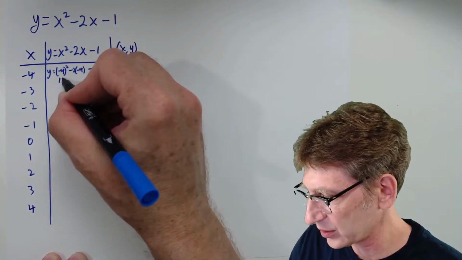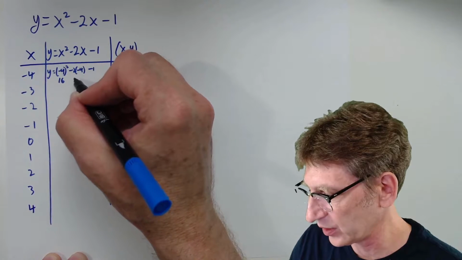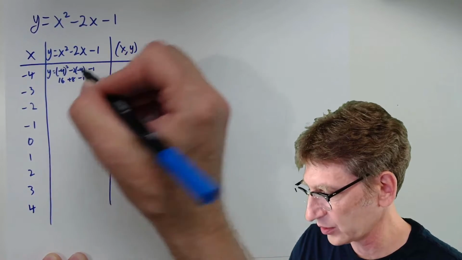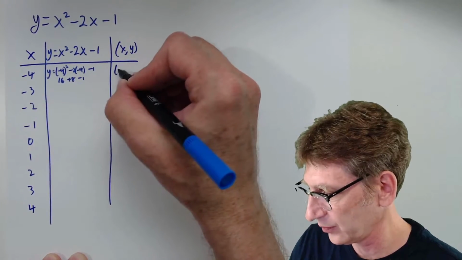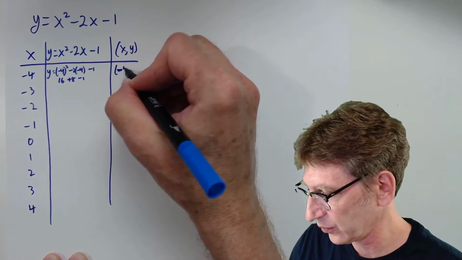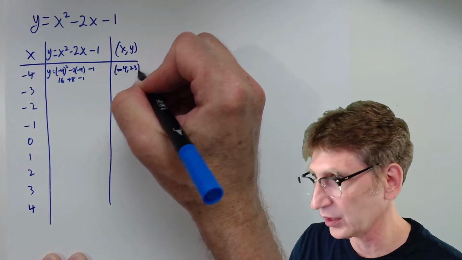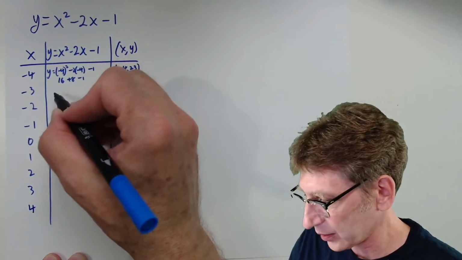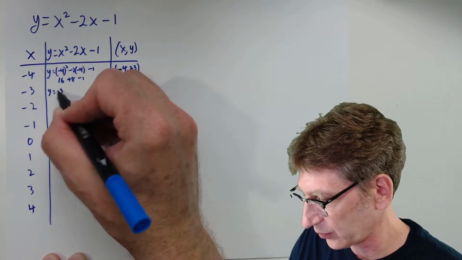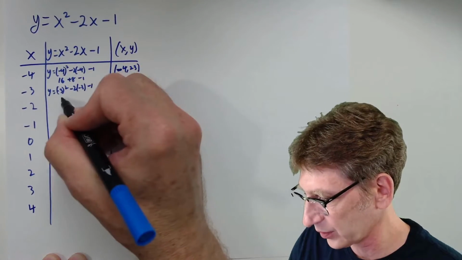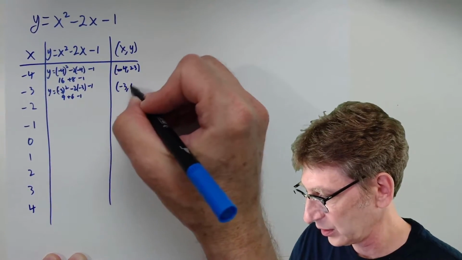-4 squared, that's 16. -2 times -4 is +8. -1, 24, 23. -4, 23. Wow. All right, let's do -3. -3 squared. -2 times -3 minus 1. That's 9 plus 6 minus 1. That's 14. It's a more reasonable number.